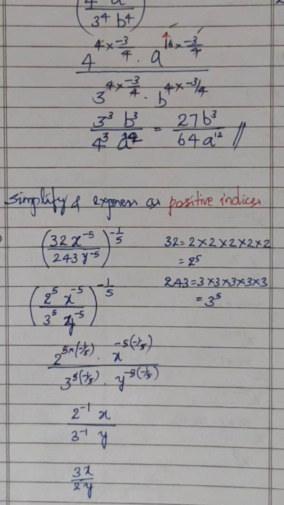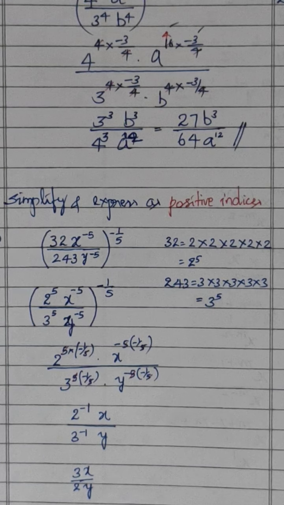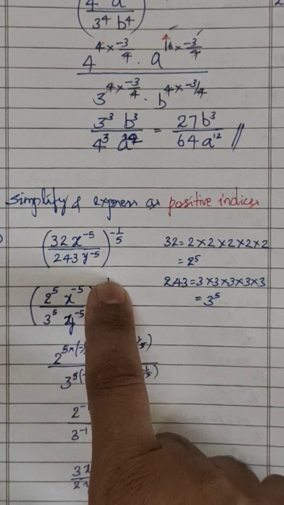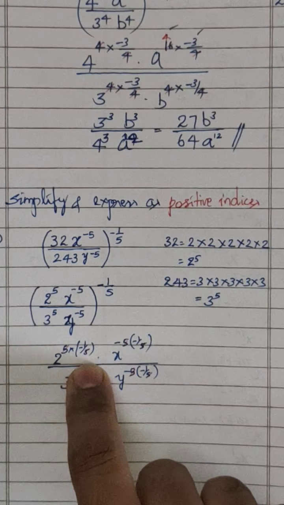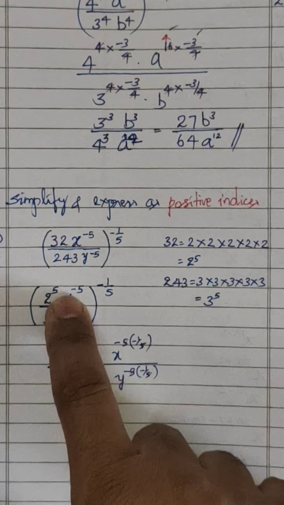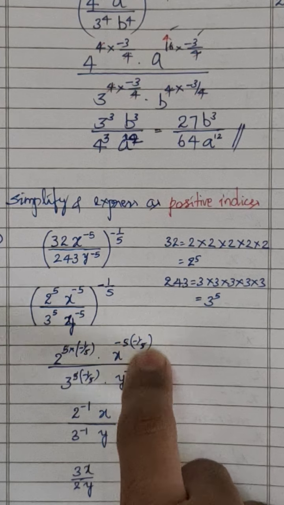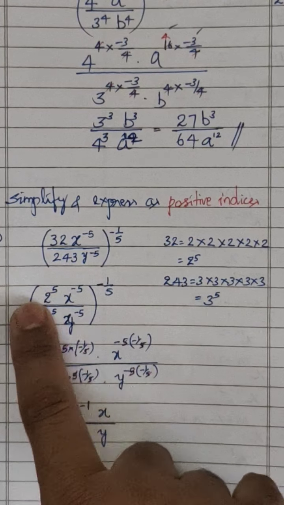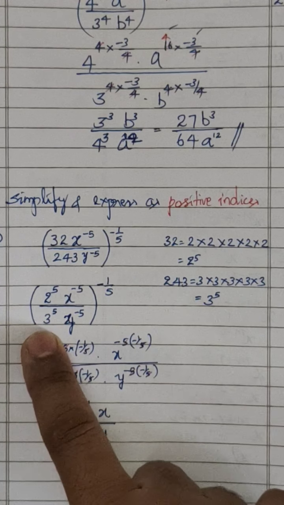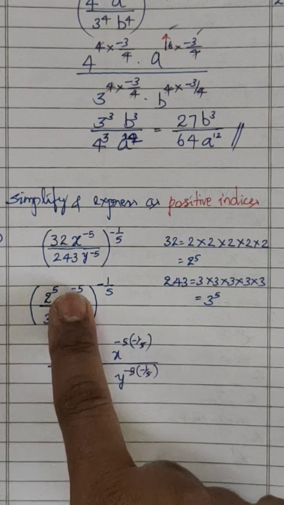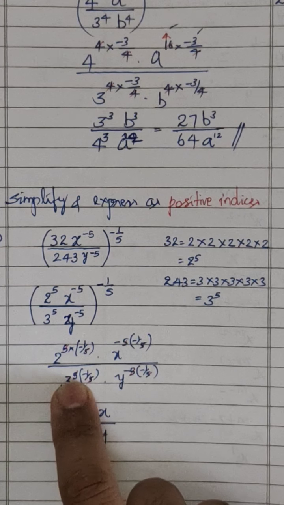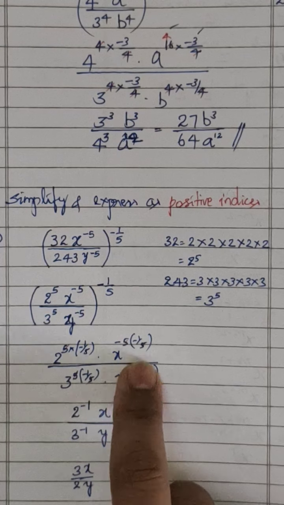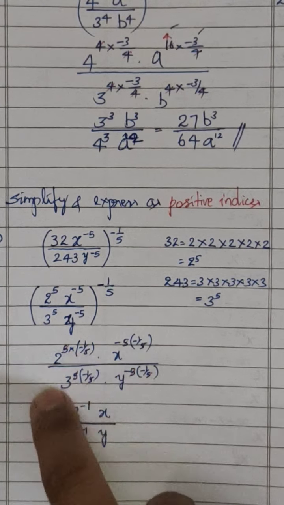Then bring in the power using the formula a to the power of m whole to the power of n is equal to a to the power of mn. Then this is 2, m is 5, n is minus 1 by 5, x to the power of mn, minus 5 into minus 1 by 5, 5 gets cancelled, 5 gets cancelled. This power belongs to all the numbers inside, for both the numerator and denominator. Then 2 to the power of 5 into minus 1 by 5, y to the power of minus 5 into minus 1 by 5, 5 gets cancelled.